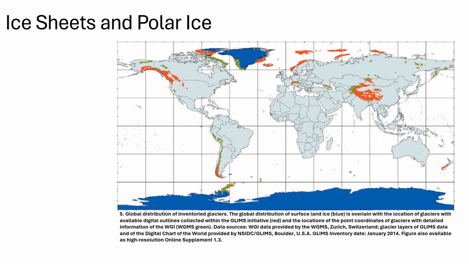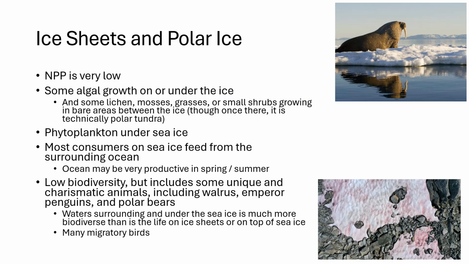And again, where we find these around the planet, the ice sheets are Greenland and Antarctica. We have those two ice sheets today. But then the red that you see here is the high mountain glaciers all around the world in those high mountains. And then you would have the sea ice up around the Arctic Circle, but it's not showing that in this diagram. Net primary productivity is very low, even lower than deserts.